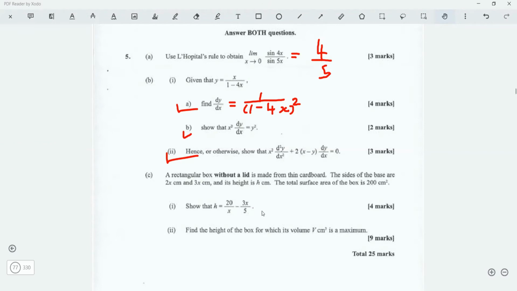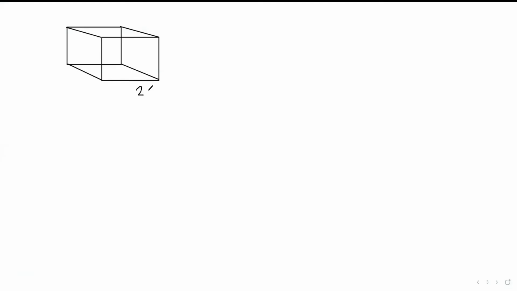So it says a rectangular box without a lid is made from a thin cardboard. The sides of the base are 2x and 3x, and its height is h. 2x, 3x, and h, right? And then they tell Marika to say, let me see what else they tell us.